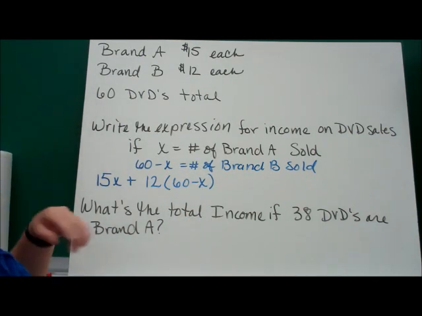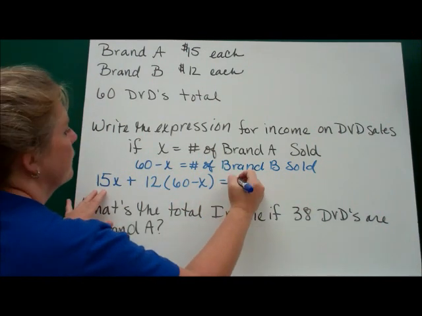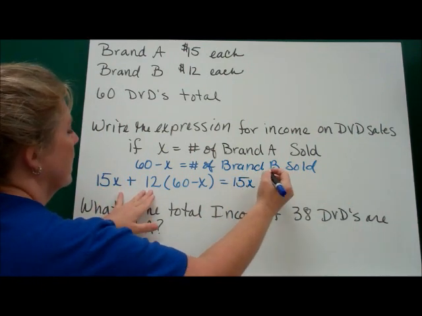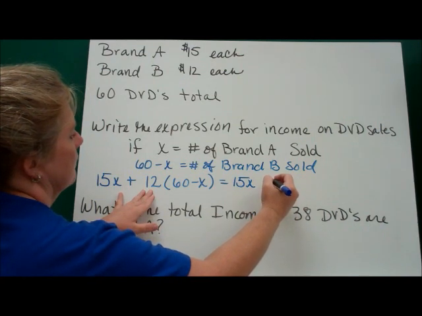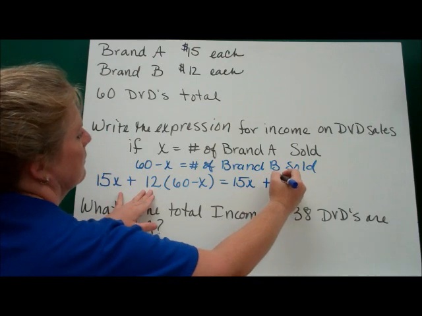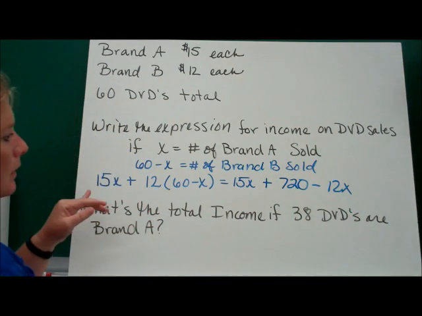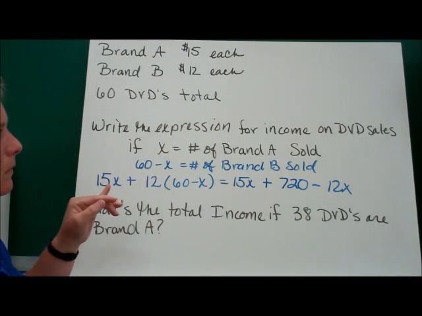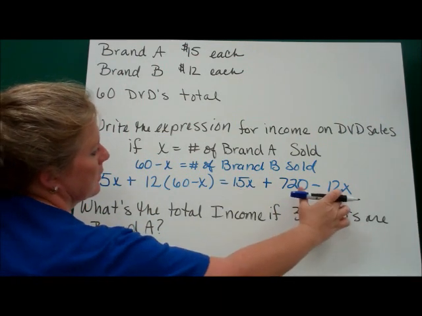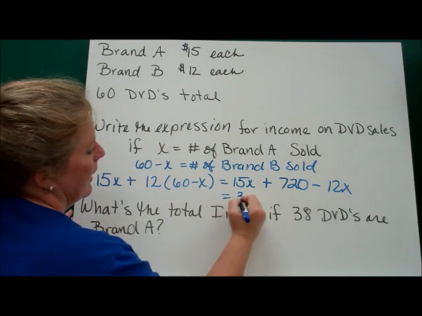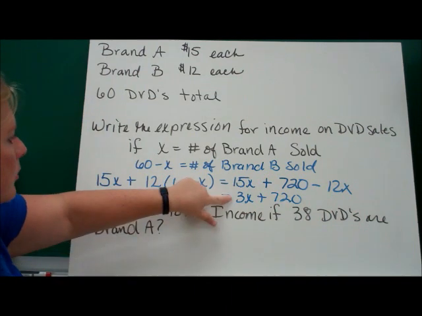Now we need to simplify that by using the distributive property and combining like terms. So this is going to be 15X plus 12 times 60. And then combine your like terms, your 15X and your 12X. So this is 3X plus 720. That is the simplified expression.